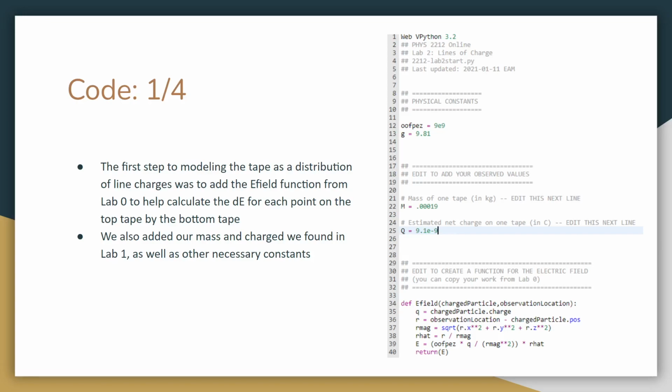So the first part of the coding was to basically add the E-field function from Lab 0 to help calculate the dE, which this function would be used later on to calculate each dE. We also added the mass and charge we found in Lab 1 as well as some other constants.